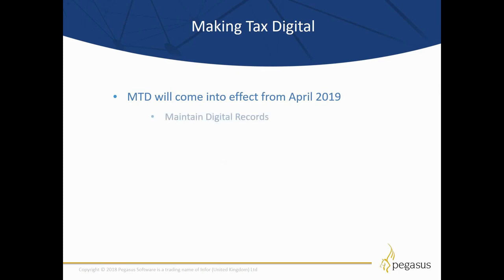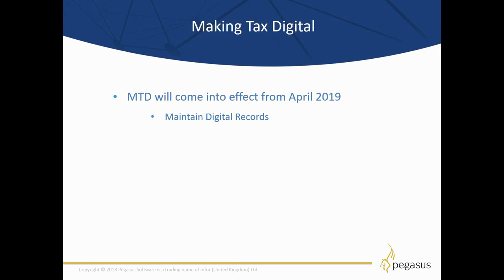What is meant by saying that companies will need to keep digital records? For Pegasus customers, it simply means using our accounting software. You record your sales and purchase invoices into the software, detail the relevant VAT code, and the rest of the digital requirement is maintained specifically by the software.